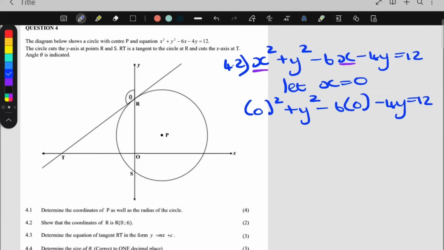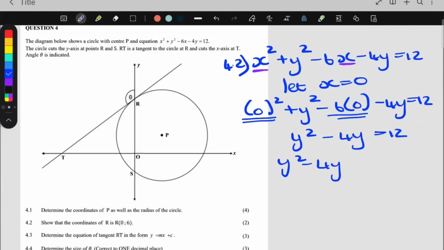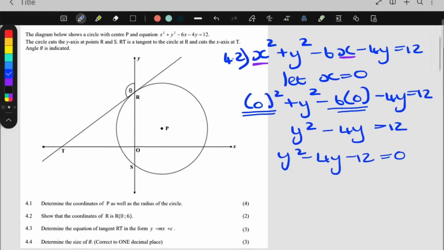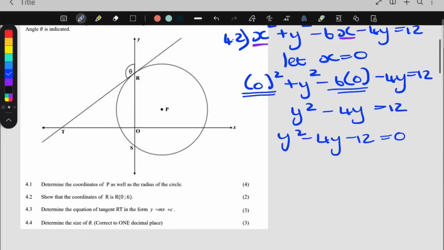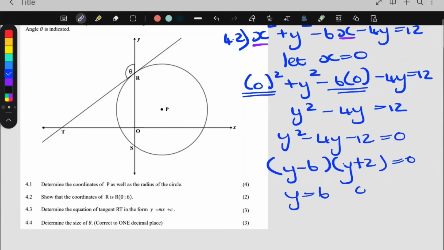So let's do that. Okay, I replaced every x with a 0. So this is y squared, and this 0 will fall away. And I have minus 4y is equal to 12. So this is a trinomial, like that. And you can use the formula grade 12s, or you can factorize. I am going to factorize. So y and y, 6 times 2, a minus and a plus. So I get y to either be a positive 6, or y can also be a negative 2.